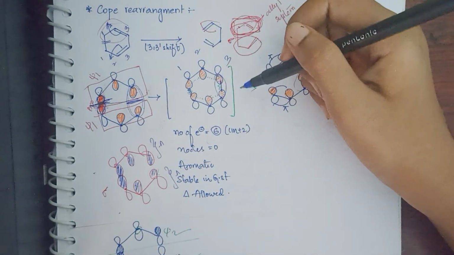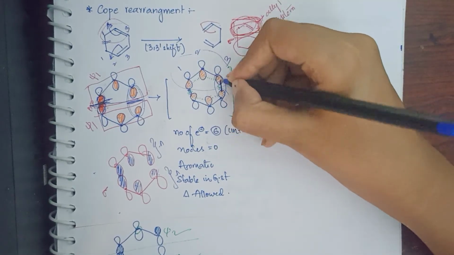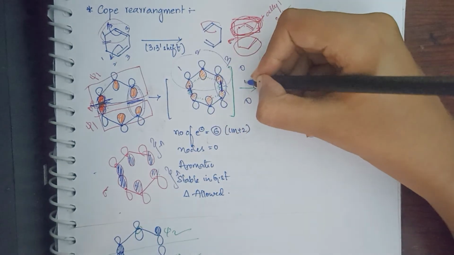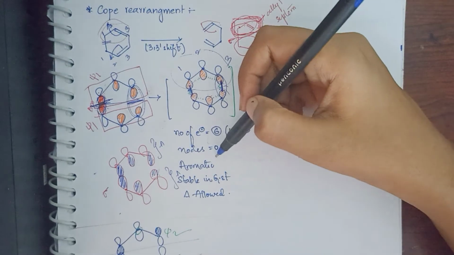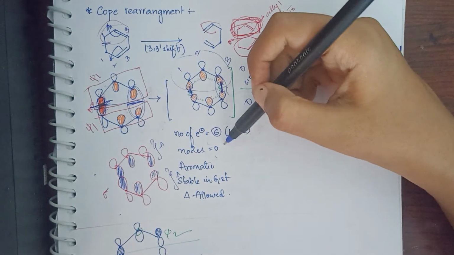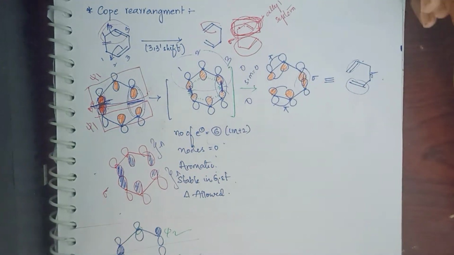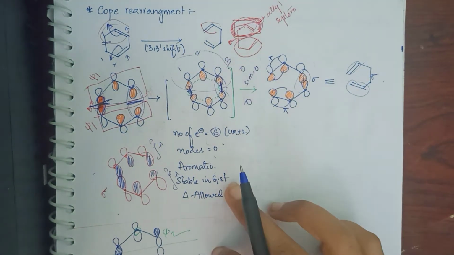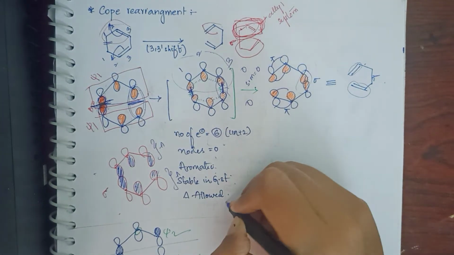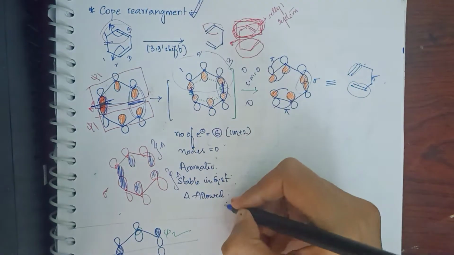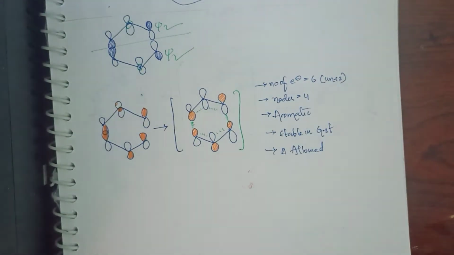You count the nodes here. Here ψ1 0 node, here ψ1 0 node. When I do the addition, any node is forming? No. Stereochemical mode, when I am doing also, node is not forming. So total number of nodes are 0, and 4n plus 2 with 0 or even number of nodes is aromatic. As it is aromatic, it will be stable in the ground state and it is thermally enhanced. This is one of the examples of Cope rearrangement. So aromatic, stable in ground state, thermally enhanced. So Cope rearrangement will be taking place under which conditions? Thermal conditions.